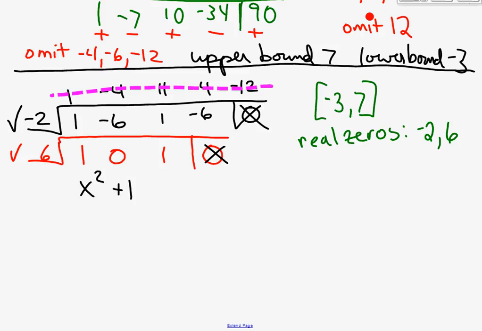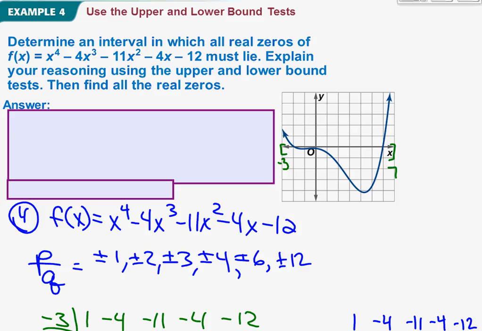Now, that's not the biggest test that we use. The biggest test we use is Descartes' rule of signs. And mathematicians love to have things named after them. So Descartes is who came up with Descartes' rule of signs. And what he found is that by looking at the original rule and counting how many changes of signs there are, we can make some determinations about the zeros or the roots.